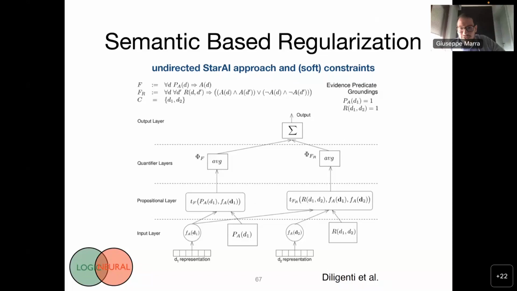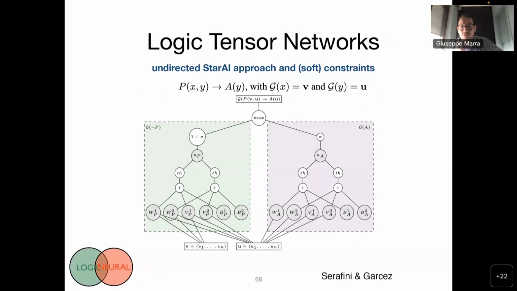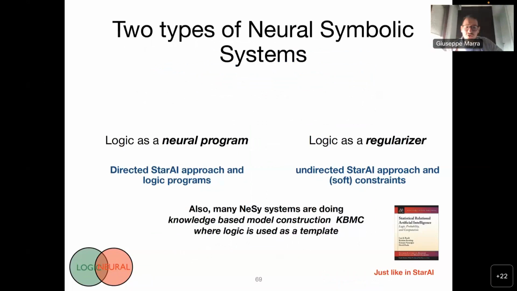And for example, you can show that with this formalism, you can easily express manifold regularization. Here, this r relation is just creating some manifold between different points d and d prime. It is a very, very expressive framework, which is also very similar to another framework, logic tensor networks, where the only difference is that the neural nets have a specific structure, but the underlying idea is the same.